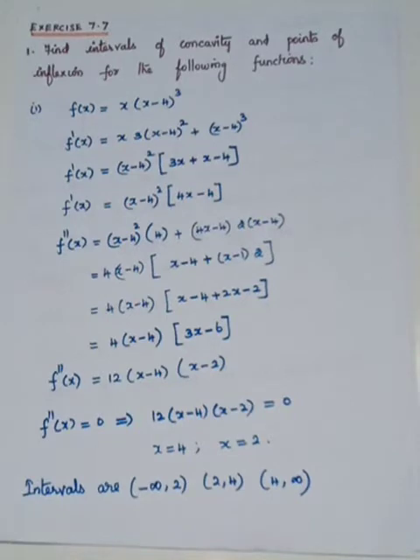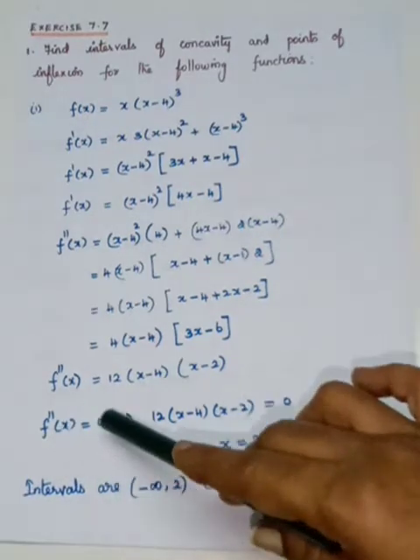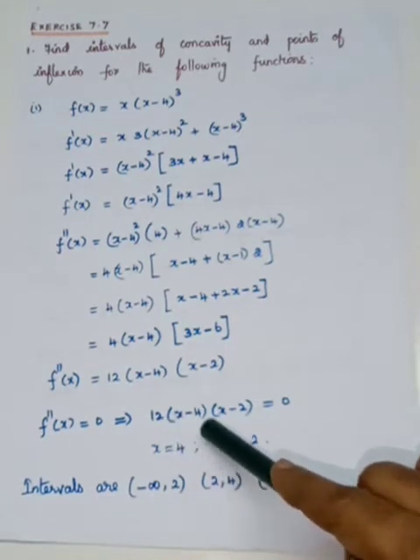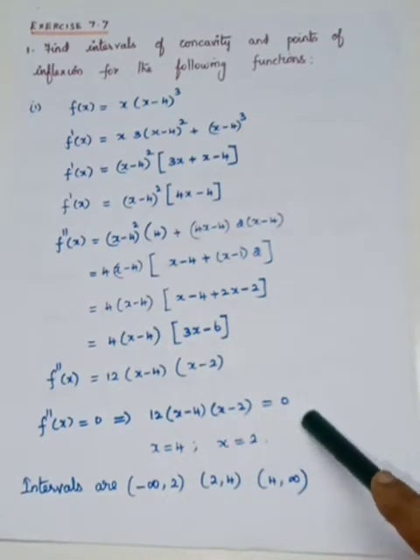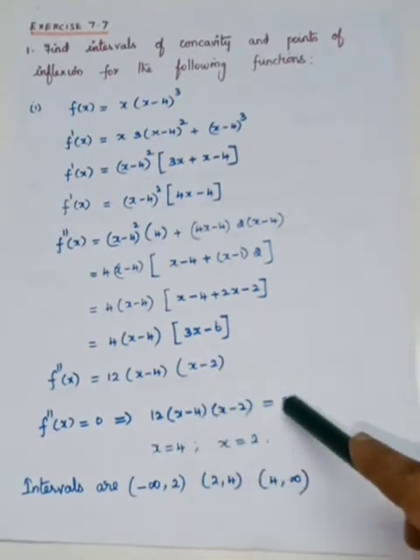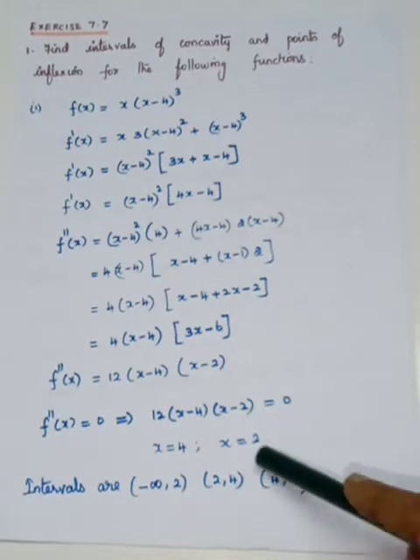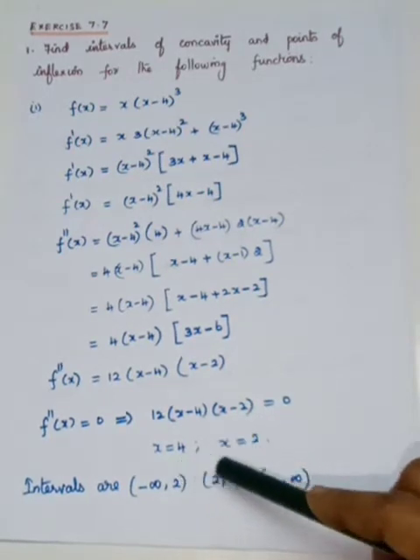So first, f double dash of x, you have to equate to 0. So when equated to 0, 12 into (x minus 4) into (x minus 2) is equal to 0. The constant, when you take it to the other side, is 0. x minus 4 is equal to 0 means x is equal to 4. x minus 2 is equal to 0 means x is equal to 2. So we get some points.